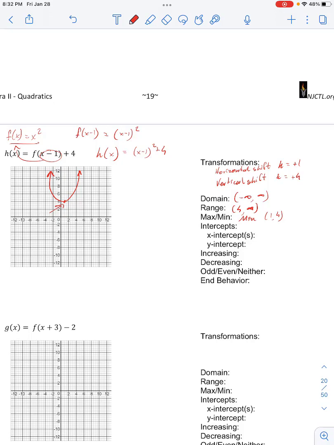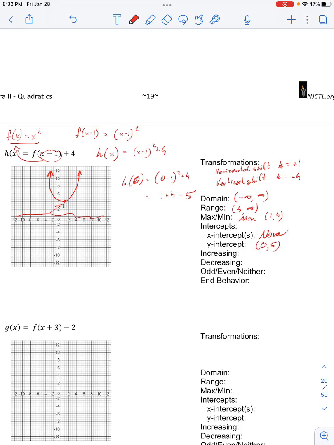We have no x-intercepts, none, because it lies above the x-axis. We do have a y-intercept though, which is when x is equal to 0. So h of 0 is 0 minus 1 squared plus 4, which is negative 1 squared, which I'll just write as 1, plus 4 is 5. So we have a y-intercept at 0, 5.